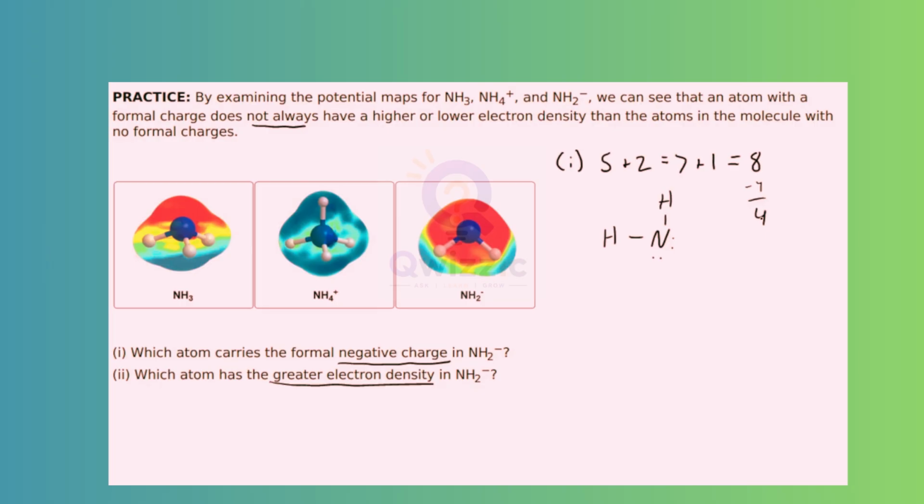So from here, we can go ahead and determine our formal charge, right? And formal charge I'm going to abbreviate as FC. And our FC is going to be equal to our total number of valence electrons minus the total number of non-bonding electrons, or NB for short on the screen here, minus the number of bonding electrons divided by 2.